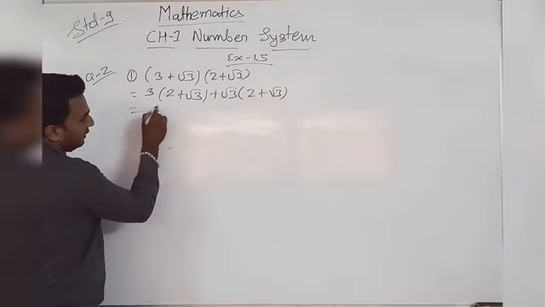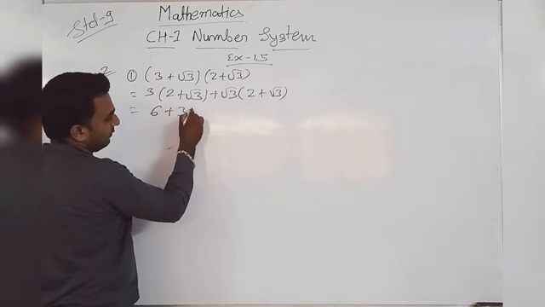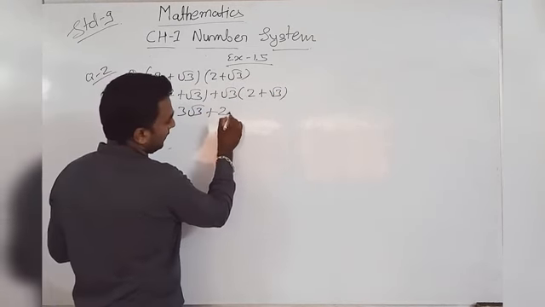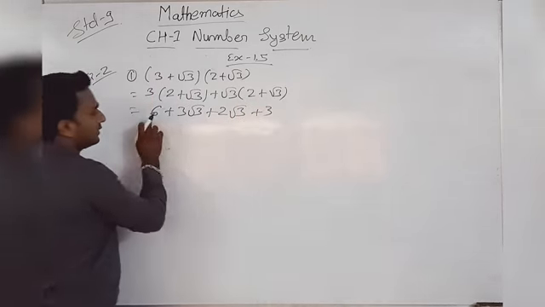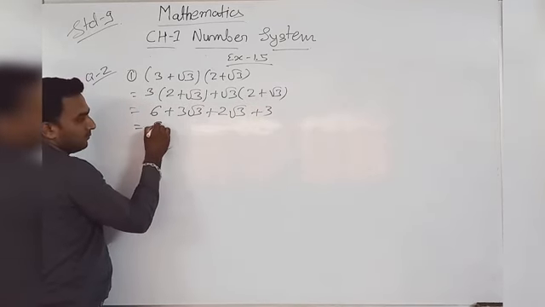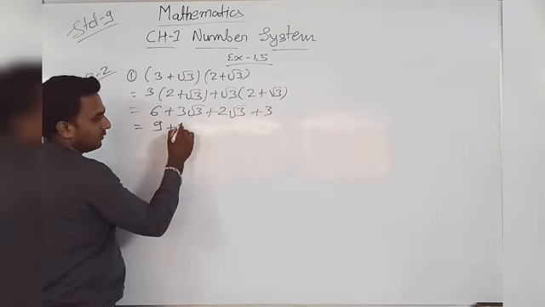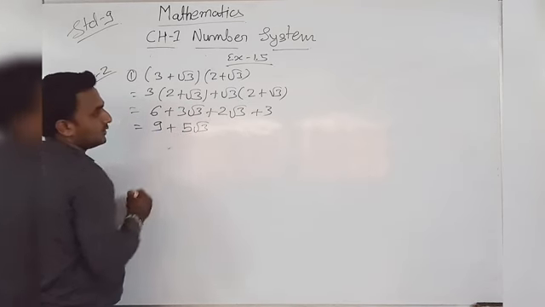So here 3 to the 6 plus 3 root 3 plus here 2 root 3, root 3 multiplied by root 3, that is 3. So here 6 plus 3, that is 9, and here 3 plus 2, that is 5 root 3. Clear? This is your answer.